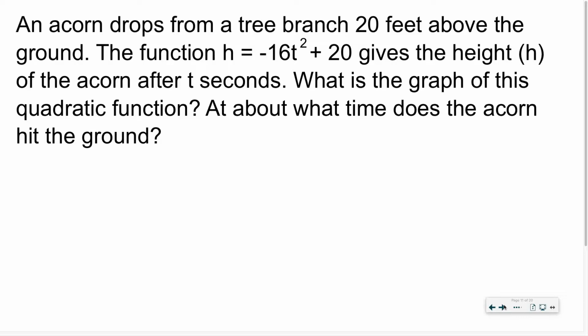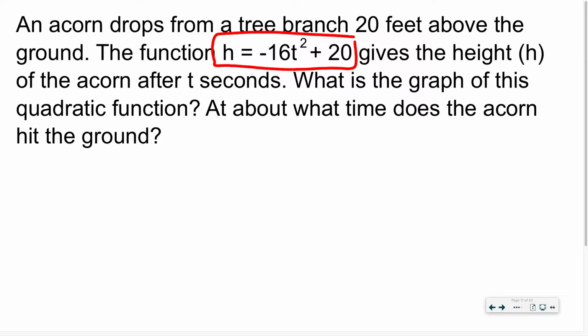Even though we've been graphing quadratics, we're going to utilize a real scenario to see the limitations. Because if you have to answer an actual problem, there are certain parts of your quadratic you're not going to use. So here we have an acorn. It drops from a tree branch 20 feet above the ground. This function here represents the height of the acorn after t seconds. So we're going to graph this and figure out the solution. When is the acorn going to be on the ground?